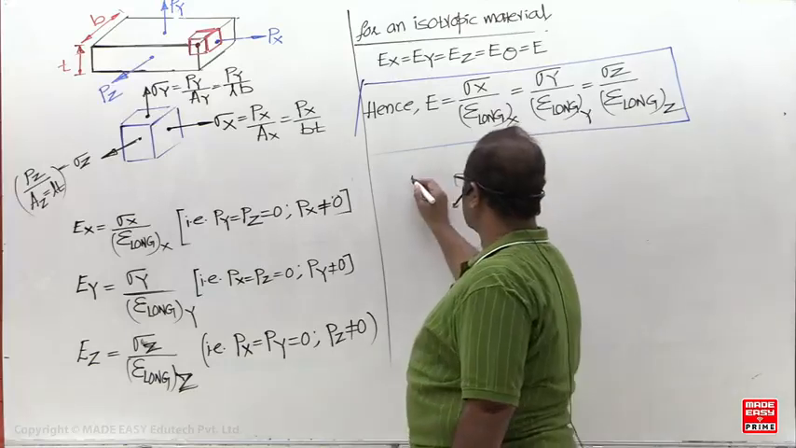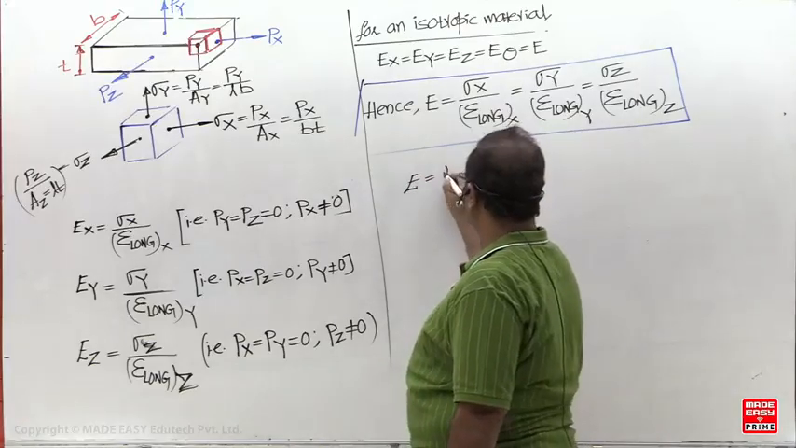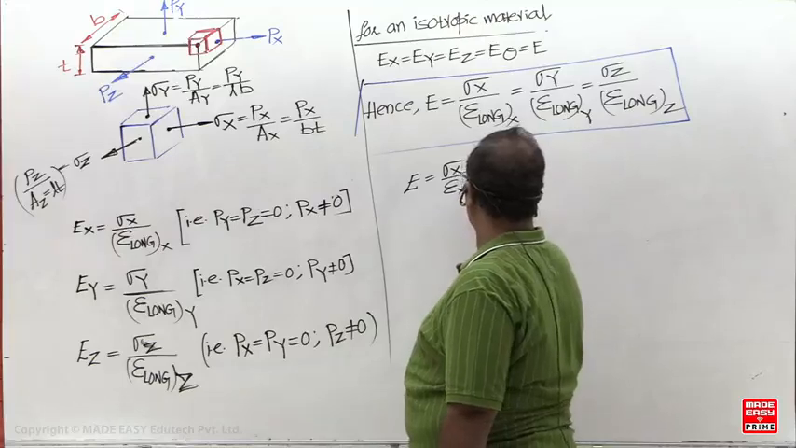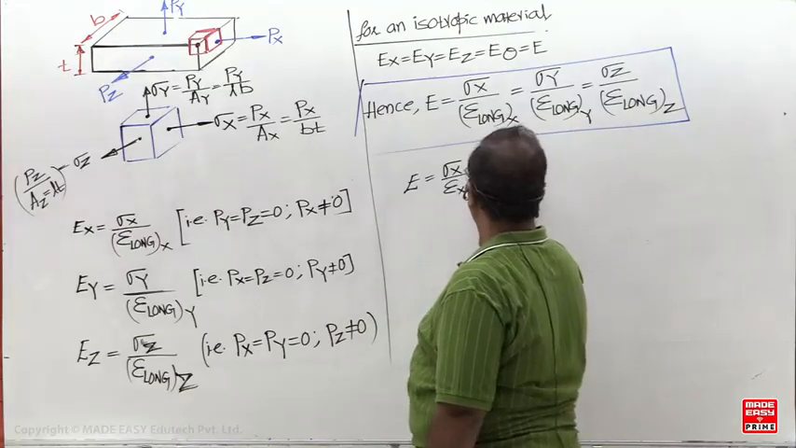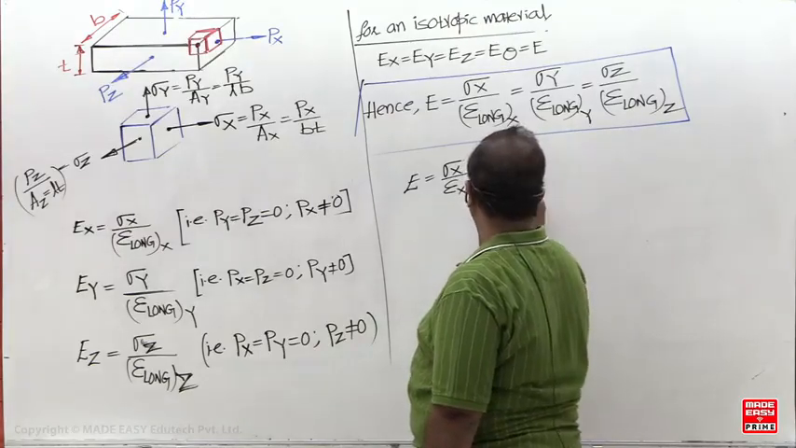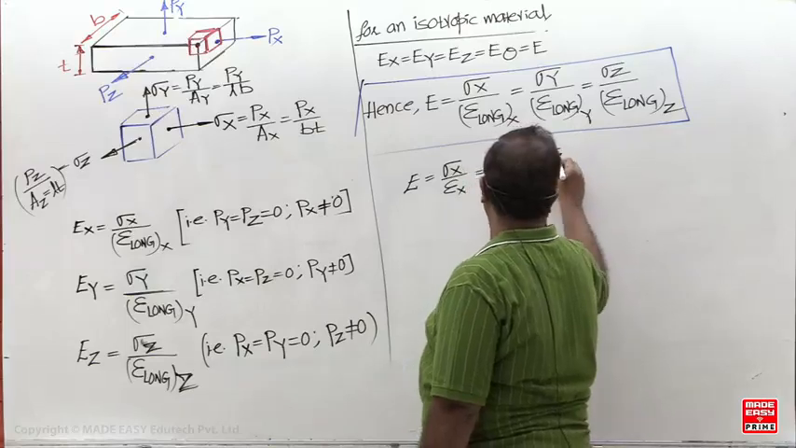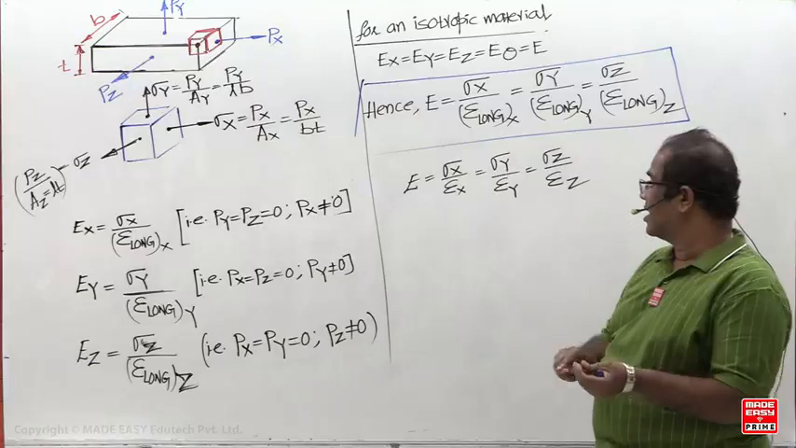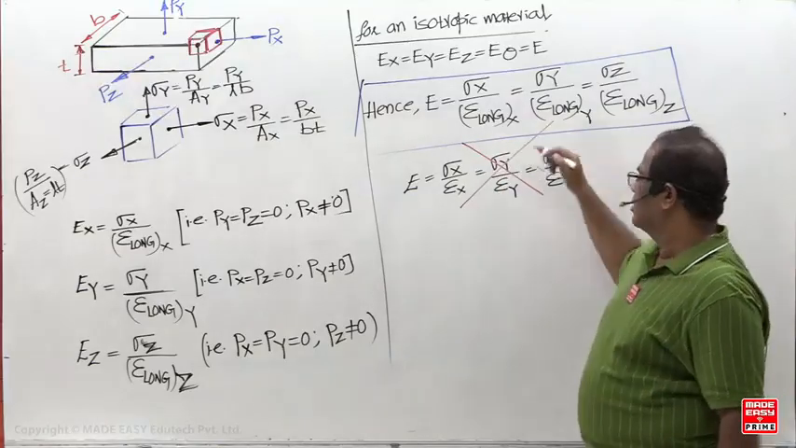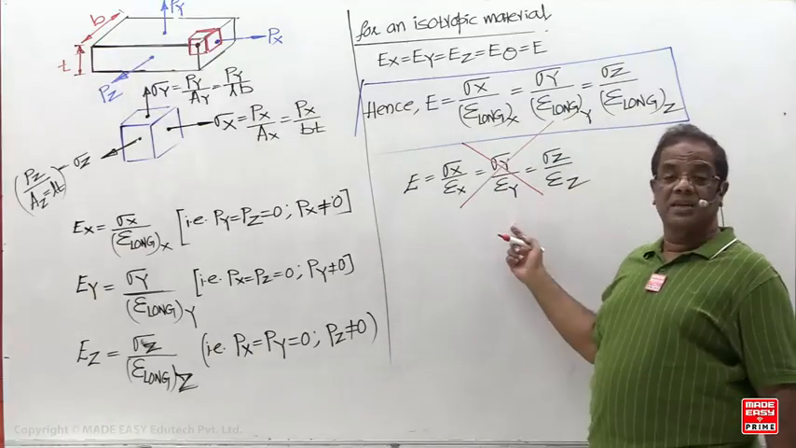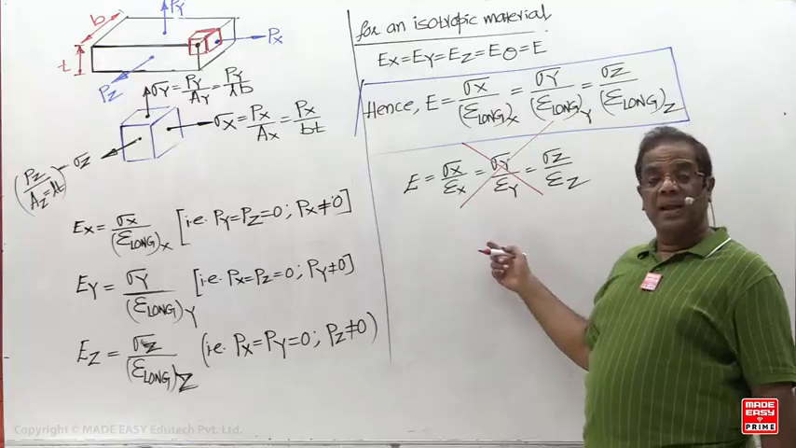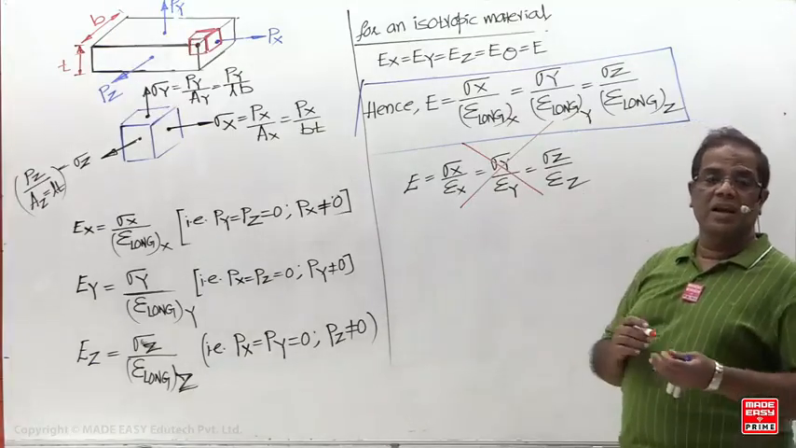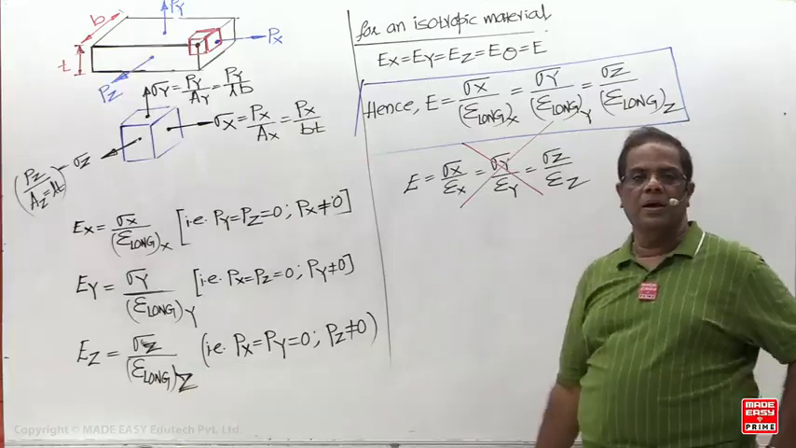Most of the students are going to give the definition like this. This definition is incorrect, because in the x direction there are three strains: due to Px the longitudinal strain, and due to Py and Pz the lateral strains. Everything should be clearly mentioned and written.